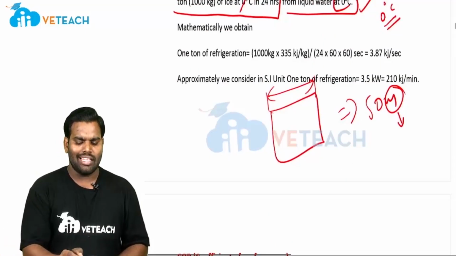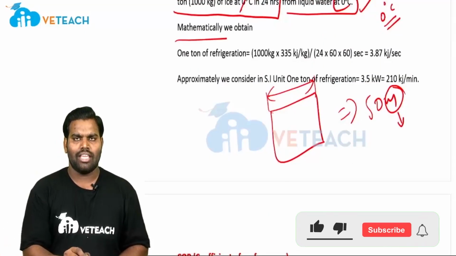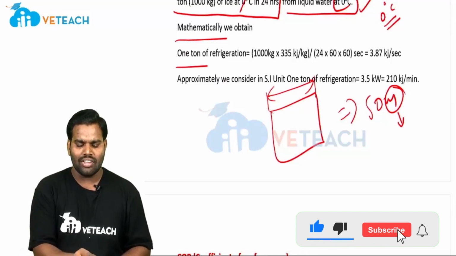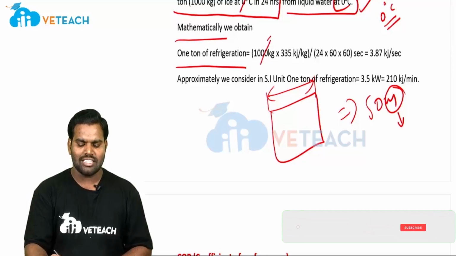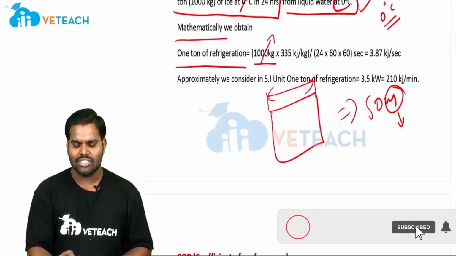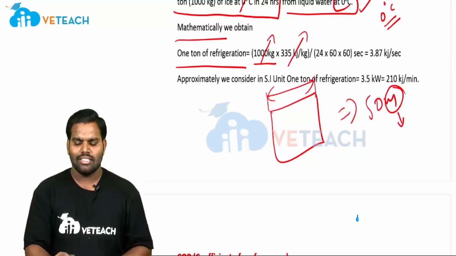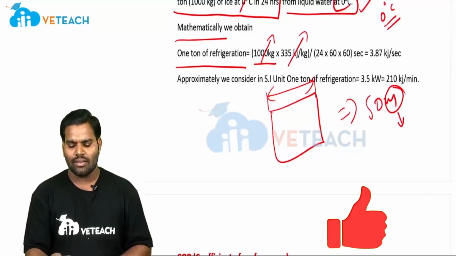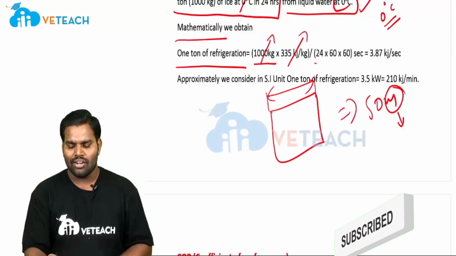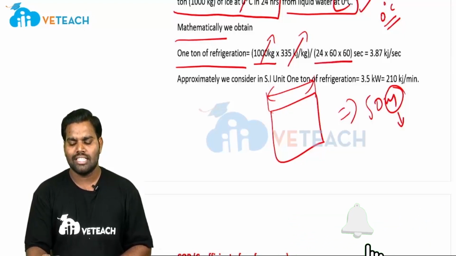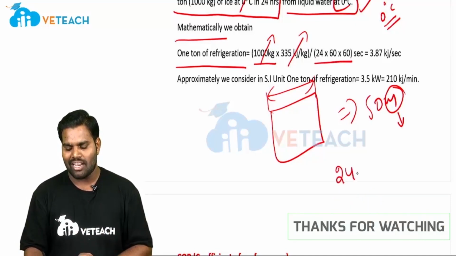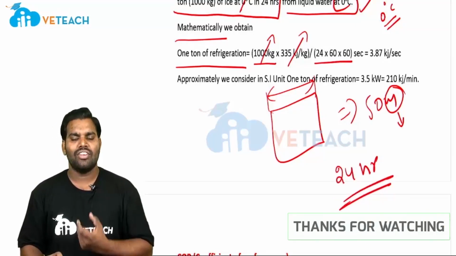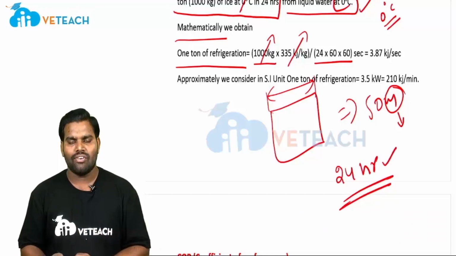Now we take 1 ton of refrigeration mathematically. 1 ton is considered as 1000 kg. Similarly, we take 335 kilojoule per kg, which is the factor for consideration. Similarly, we take 24 into 60 into 60, which is related to the time constraint. So here we are taking the time constraint in 1 unit of refrigeration as 24 hours.